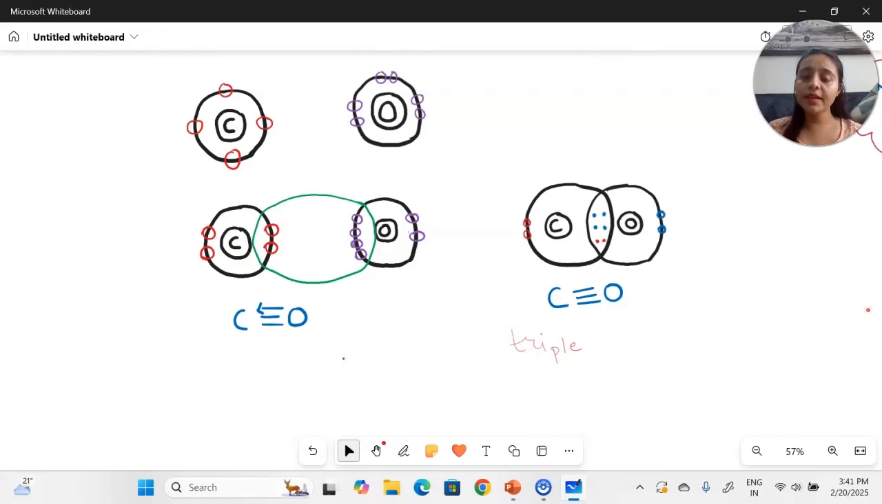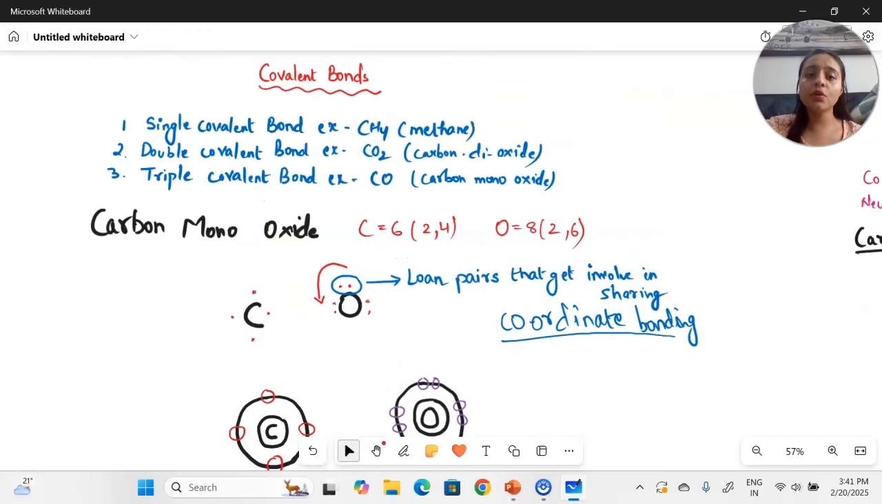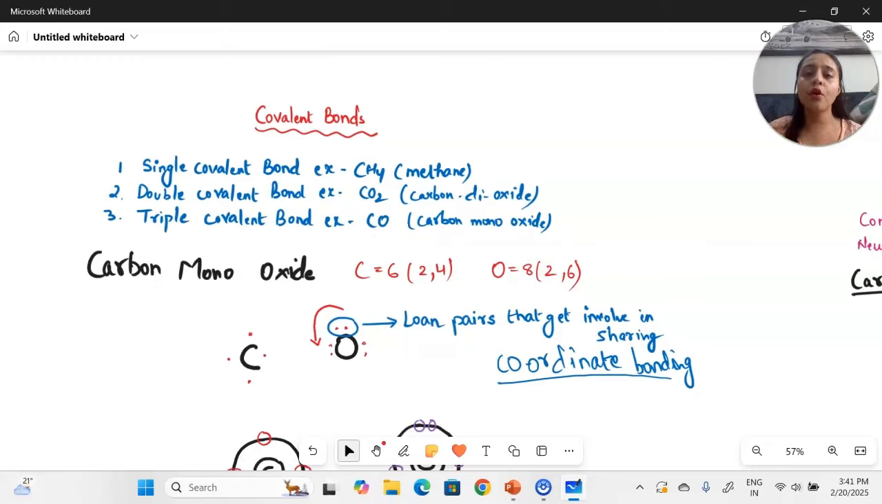Well, for the other examples, if you want to see, we have already discussed the single covalent bond, where I gave you the example of methane, and then we talked about the double covalent bond, where I gave you the carbon dioxide example.